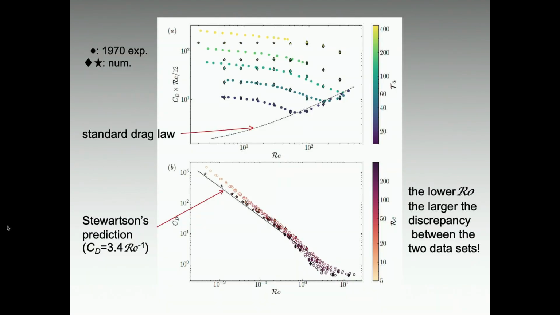The regime we are mostly interested in is the one in which the flow rotates very strongly. Here I plotted the same drag data against the Rossby number and compared it with Stewartson's prediction, and you see that there is a very nice agreement between the stars and this prediction, while Maxworthy's data deviate, and the smaller the Rossby number, the larger the deviation. So where does the deviation come from?